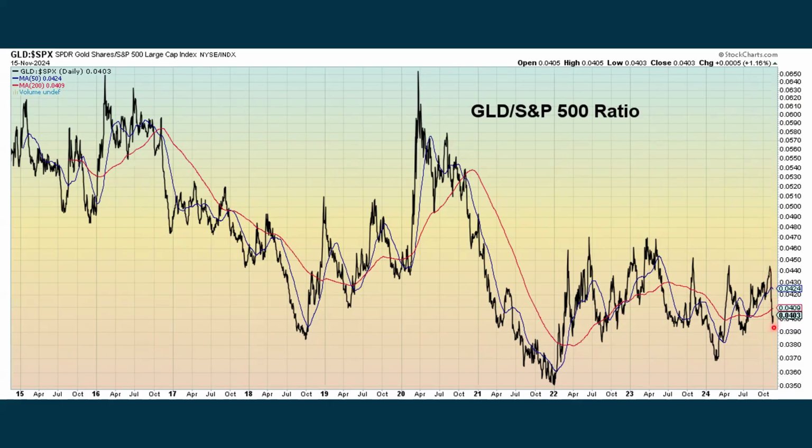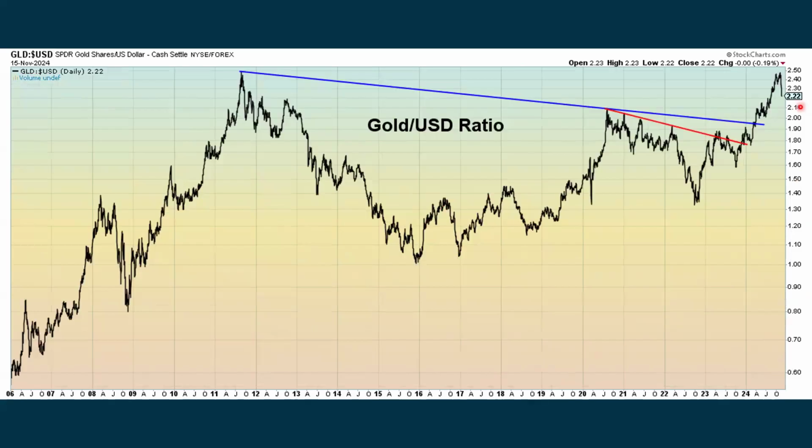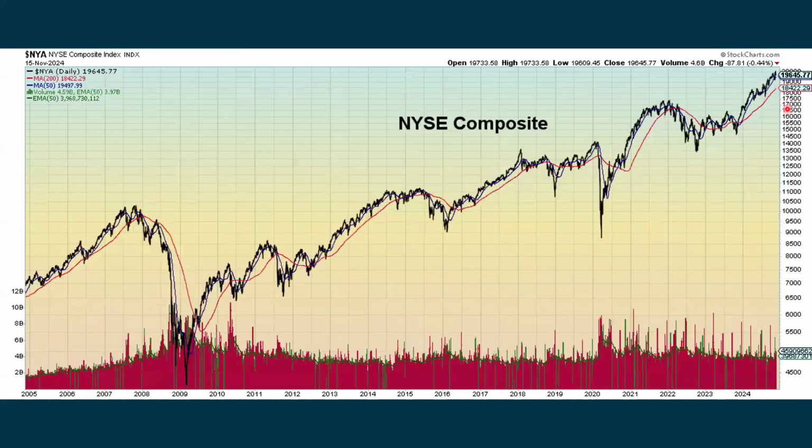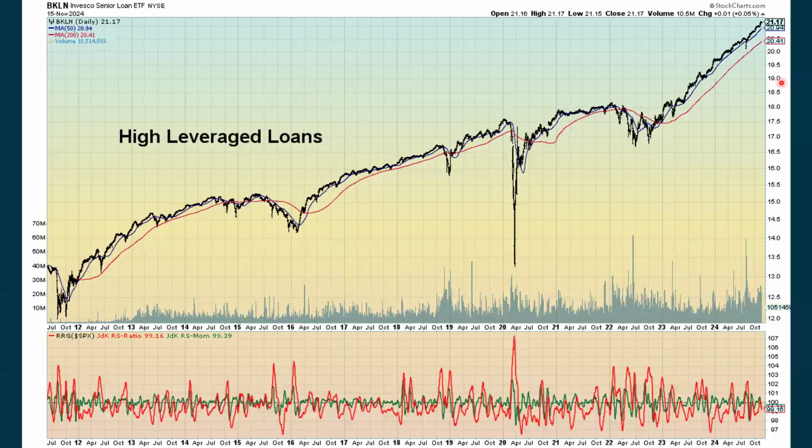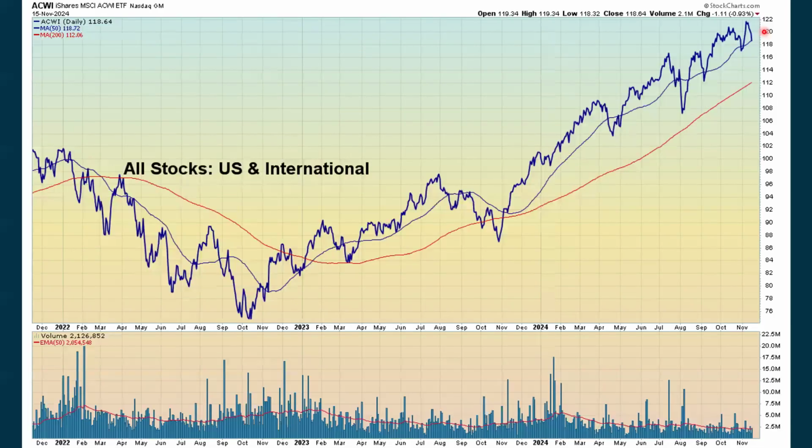And gold to the S&P, where gold has been seeing some profit taking. Even though the S&P has been under pressure, this ratio has really come down. And we're seeing this coming down as well because the dollar's been seeing some strength as gold has been seeing some weakness. And the NYSE composite, after setting a recent all-time high, is still holding up, though, above its 50-day moving average. This is what I use as another barometer of the economy. The high leverage loans, these are very risky loans, and they're not falling apart. They're not even coming back down to their 50-day moving average, at least yet.